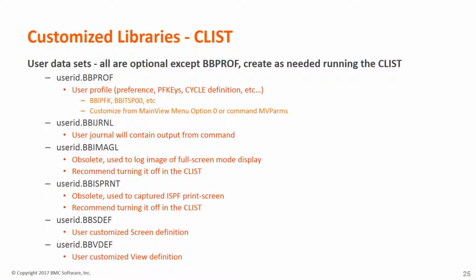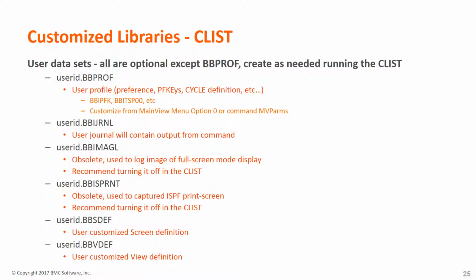Additional libraries can be generated when you run the MainView CLIST to start your AutoOPERATOR session. You will generate a BBProf dataset which contains your profile, your key definitions, any preferences on command line, things like that. It'll also generate a BBI journal dataset, which is used for your local commands. So if you issue commands in the BBI journal, it'll write those to your personal journal. It makes it a little easier to find things if you go back to look for things.